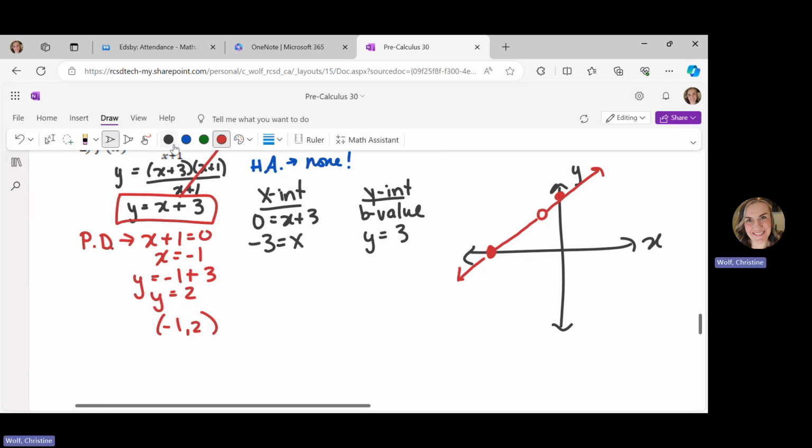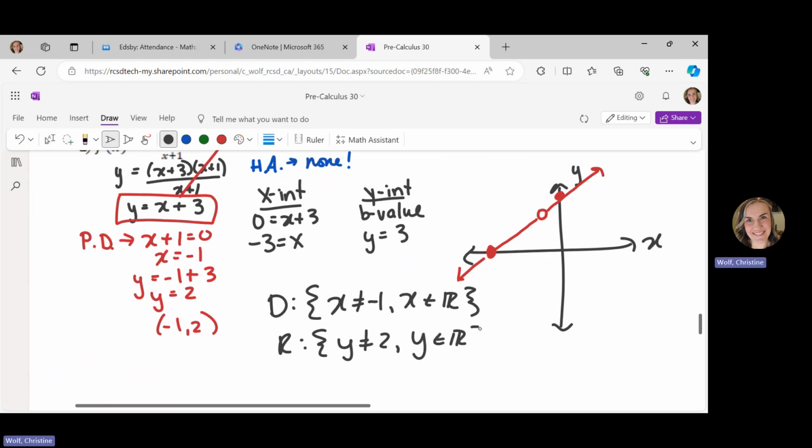Now, the domain and range of a straight line is usually just x and y are an element of all real numbers, but because of that discontinuity, we have something we have to add in. So your domain, x cannot be equal to -1, but it can be everything else. And your range, y cannot be equal to 2, but it can be everything else. So there's another bizarre circumstance.